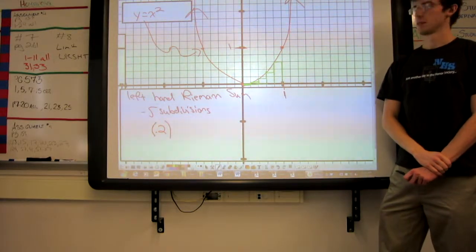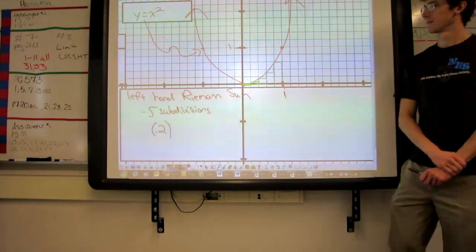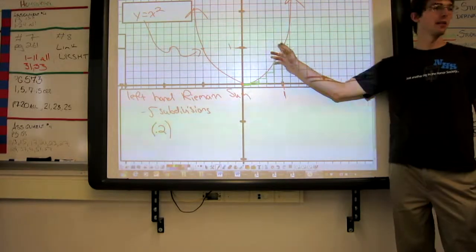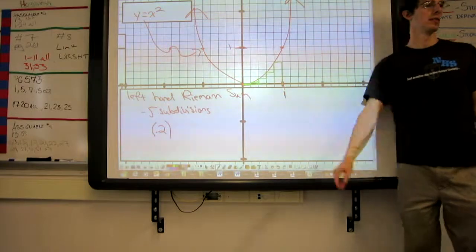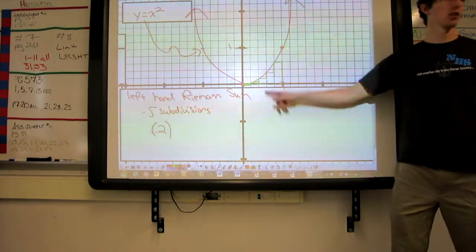If you do it the other way, where I start from the right, or from over on this side, you mean like if you had an over approximation? Yeah. A right-hand sum would be an over approximation. I'll show you that in a second.